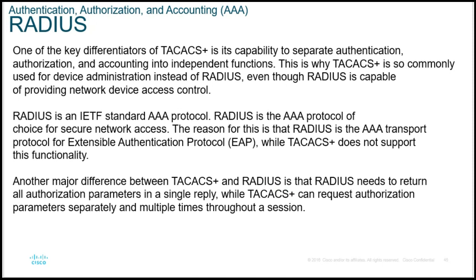An alternative to TACACS+ is RADIUS. RADIUS is more commonly used for secure network access because it supports EAP. EAP is a framework for authentication, so it can support several types of authentication, for example TLS, CHAP, MD5 and so on. This feature is not available in TACACS+. So TACACS+ is usually used more for network device control.